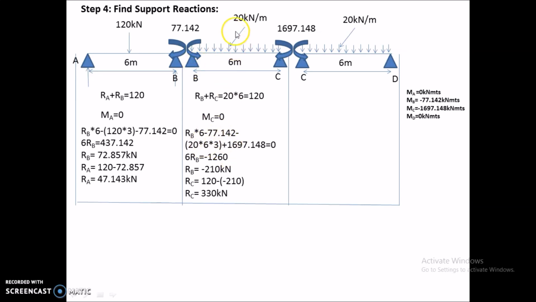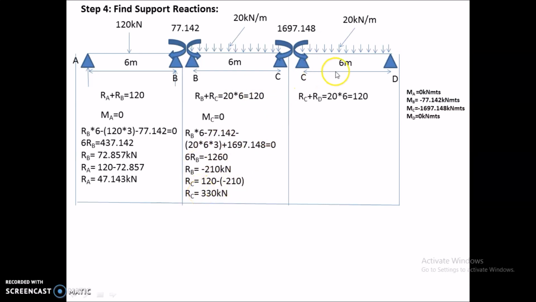And this 77.142 will be a left side anticlockwise moment, so it will be negative. And coming to this UDL part, 20 into 6 will become a point load here, and the distance from here to here is 3, so the value is 20 into 6 into 3, and it is acting anticlockwise on the left side of this support, so it will be negative, and plus 1697.148 is equal to 0. So by solving this, we will get 6 RB value as minus 1260 and RB value as minus 210 kilonewtons. And by substituting this RB value in RB plus RC is equal to 120, that is RC is equal to 120 minus of minus 210, that is RC is equal to 310 kilonewtons.